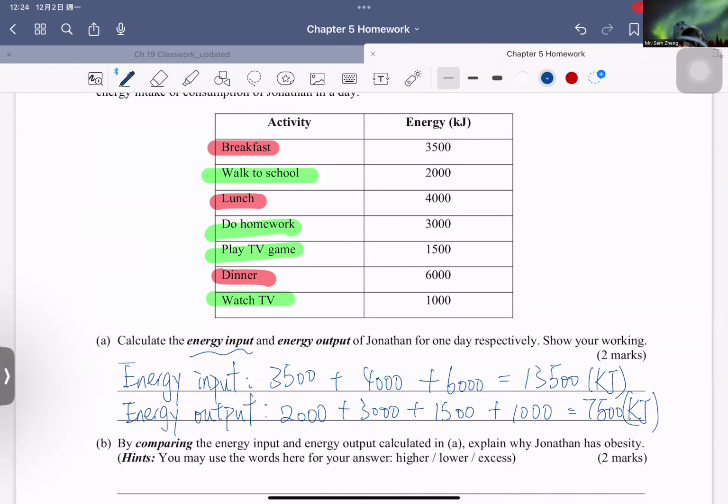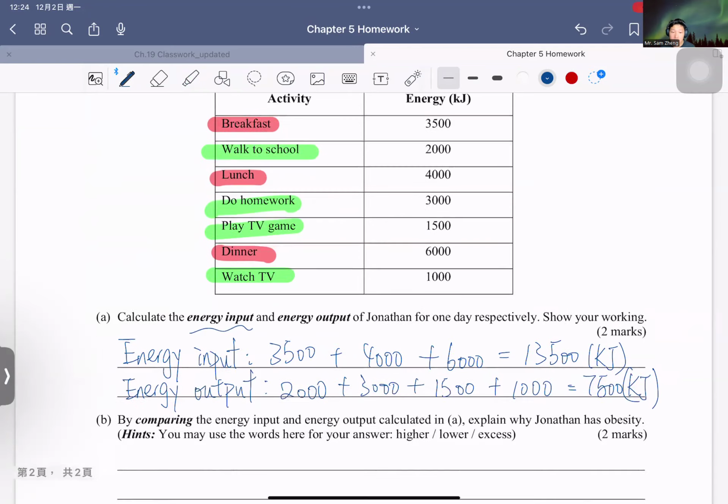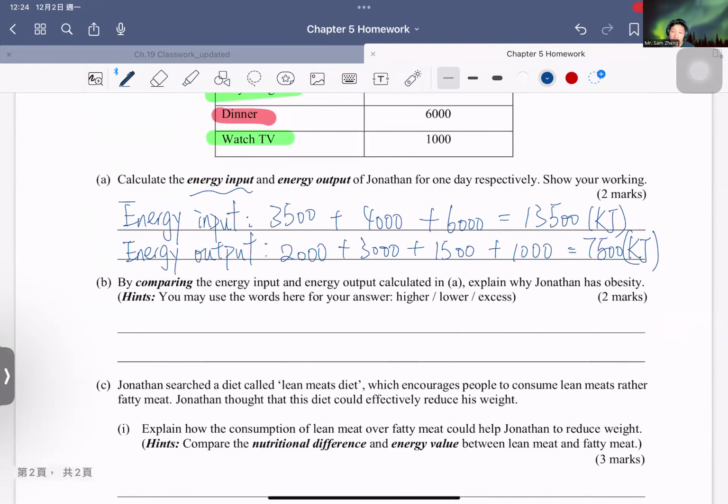If you did not show me the steps or the workings, and also if you did not have the unit, sorry, no mark will be given. Or if you did not tell me whether it is the energy input or the energy output, then sorry, I could not give you the marks.